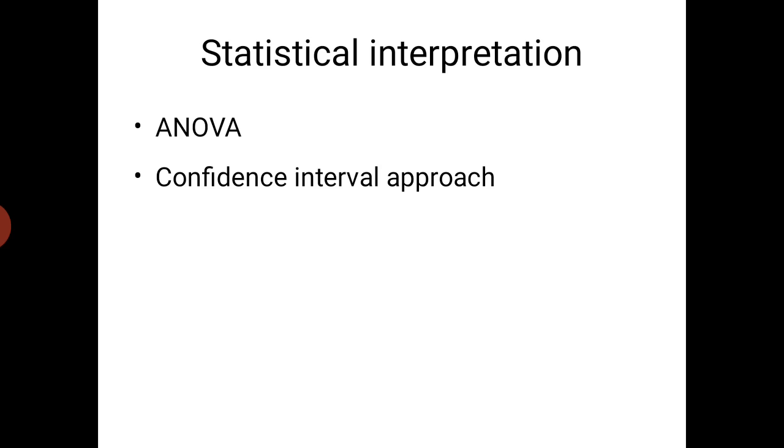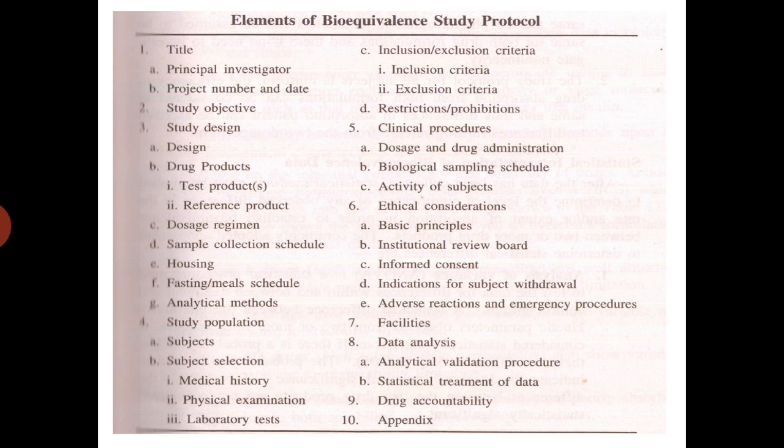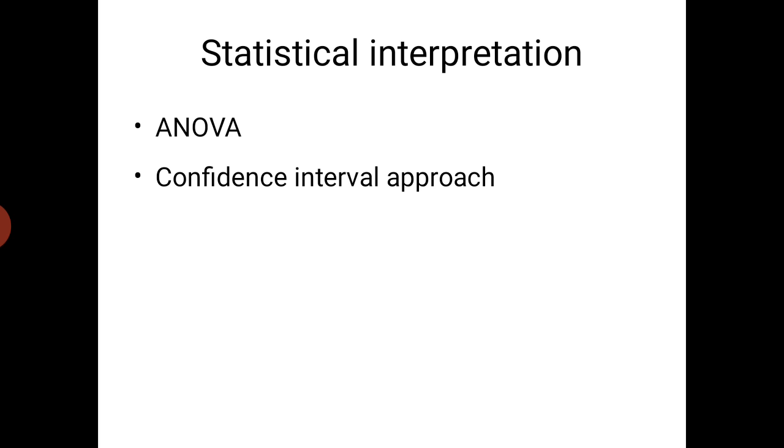And the last one is the statistical interpretation. Here you have the statistical treatment of data. Generally the statistical interpretation is based on ANOVA as well as on the confidence interval approach. We can compare the test as well as the reference product. That's okay. So with this your bioavailability and bioequivalence chapter is completed.